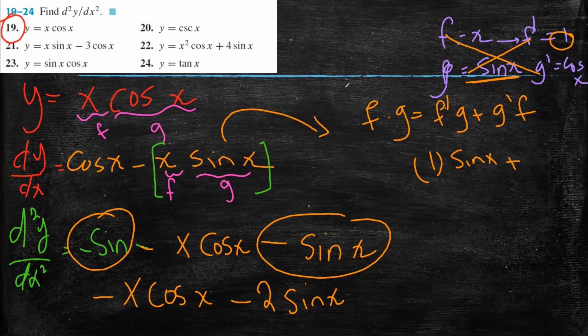Plus. Where's g prime? Cosine. Times f. What is f? x. That's why here I said it is x cosine x plus sine x. Then after that, this negative sign distributed on both of them. Because of that, it will be minus minus. Is it clear now? Yes, teacher, thank you. Okay, do you have any question now related to number 19?